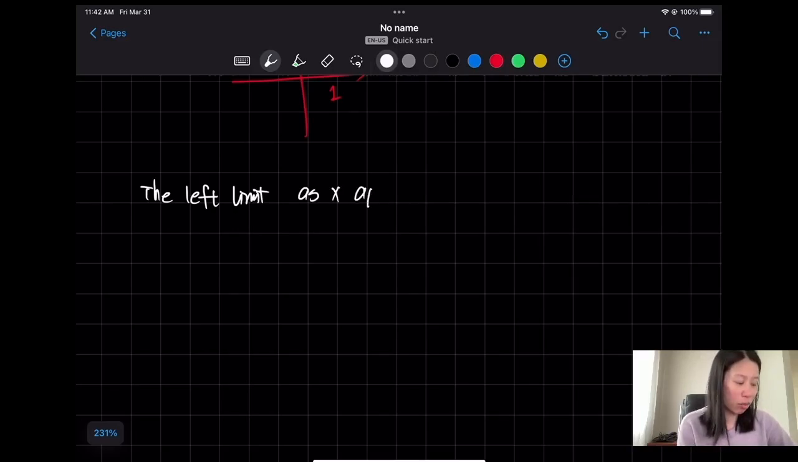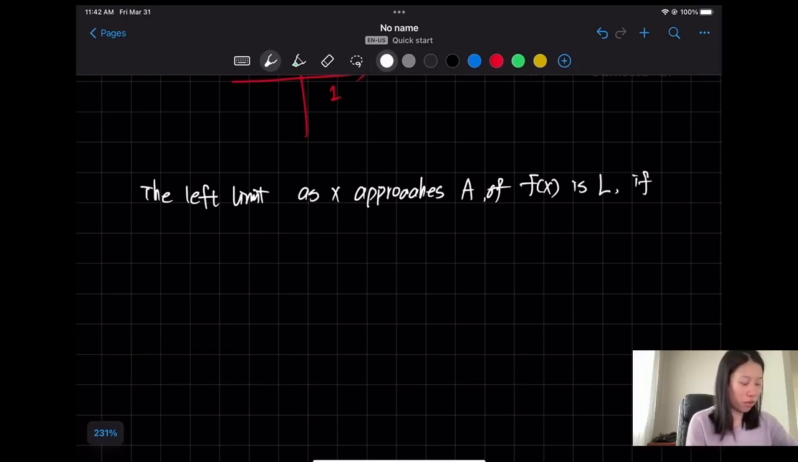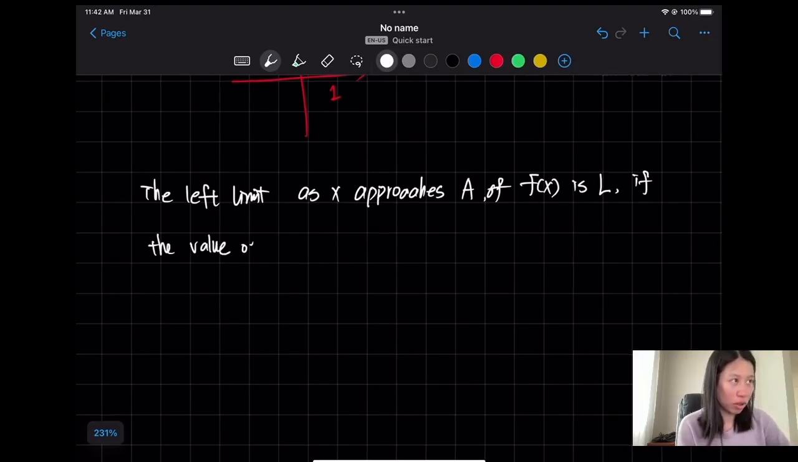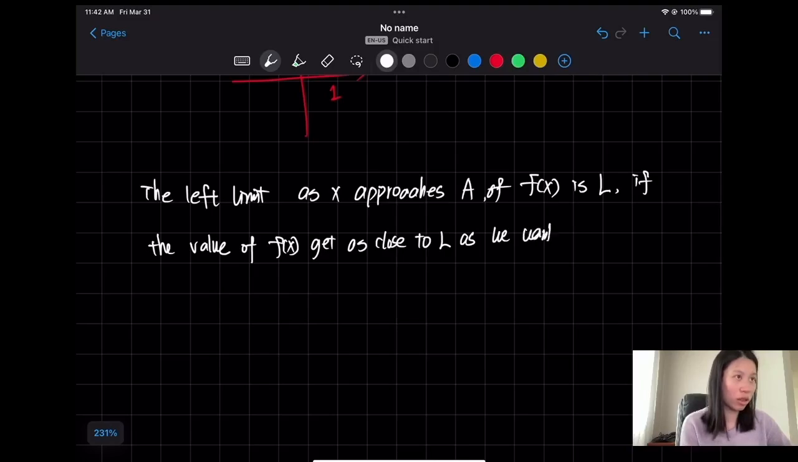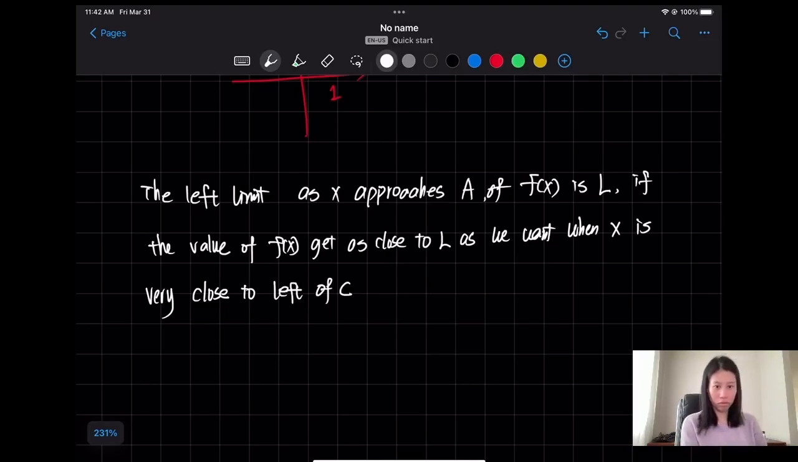That means as x approaches our destination point, could be point A, point B, point C, 1, 2, 3, 4, 5. Let's say as x approaches some number a of f(x) is L if the value of f(x) gets as close to L as we want when x is very close to the left of a, which is on the left side.